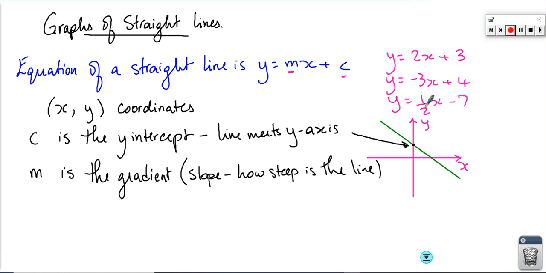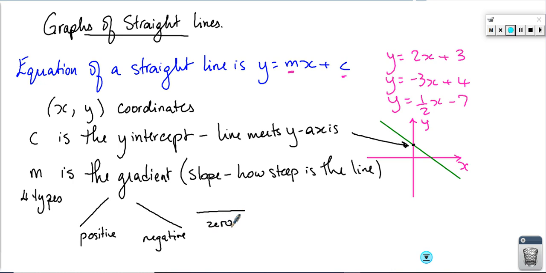the gradient of 2. Now I'm going to continue talking a little bit about gradient. We have 4 types of gradients, which are the following. We have what we call a positive gradient, a line going upwards. We have a negative gradient. Then there is the zero gradient, the horizontal line, and then there is the vertical line, which we say has an infinite gradient.